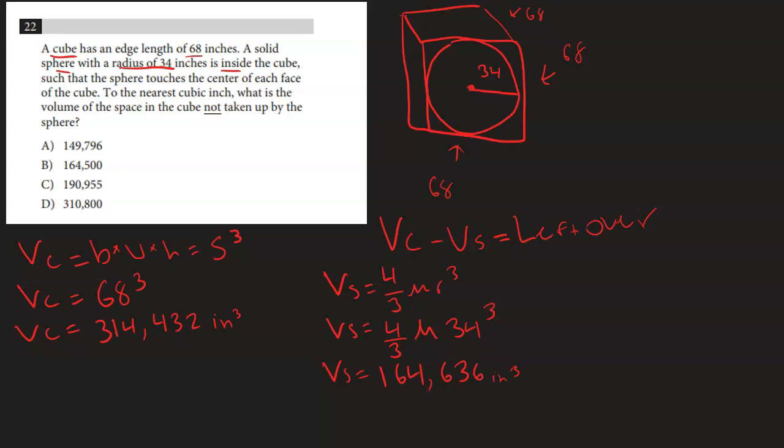And so, following this equation we have here, we just need to subtract these numbers from each other. So 314,432 minus 164,636. And this is what's going to be left over. And that answer is 149,796 inches cubed. So that means the correct answer is going to be A.